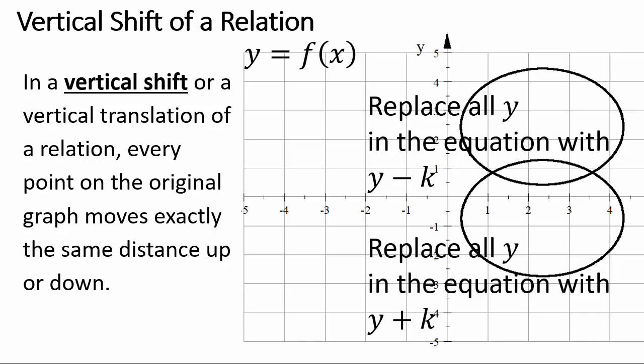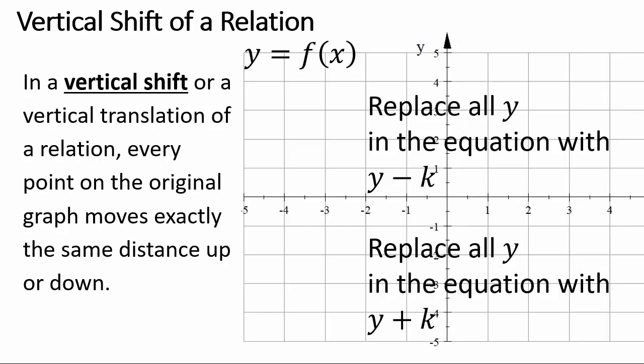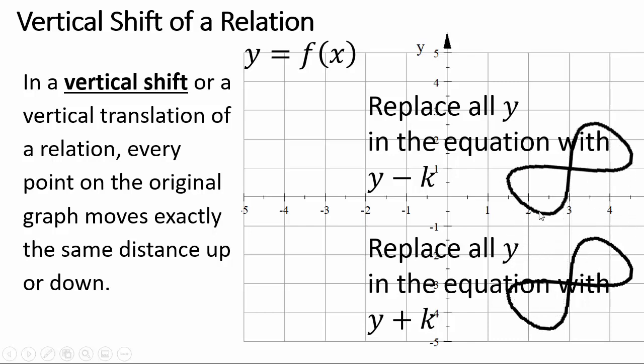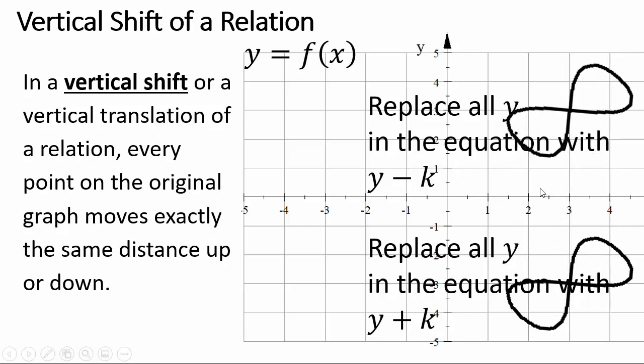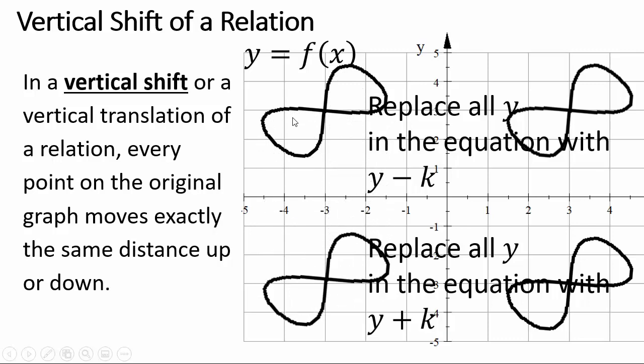So if you replace all y's in the equation with y plus k, your whole graph will shift down k units. So here's a relation, looks like a figure 8, but it is a relation and you can do the same. If you replace all the y's with y minus k, it will go up k units. If you have a relation and you replace all y's with y plus k, it will go down k units.